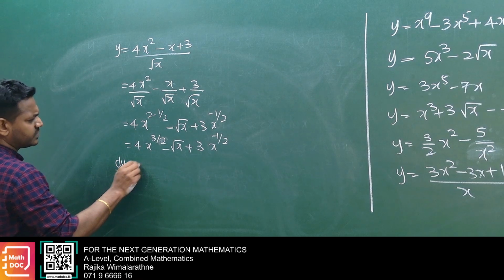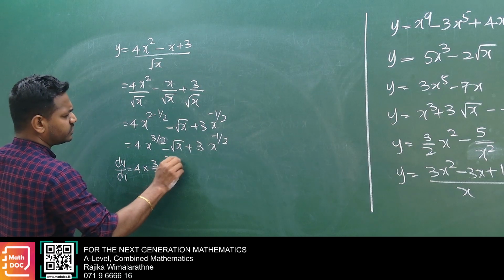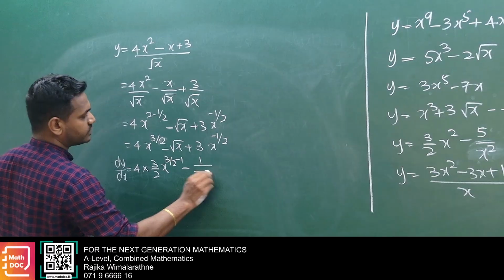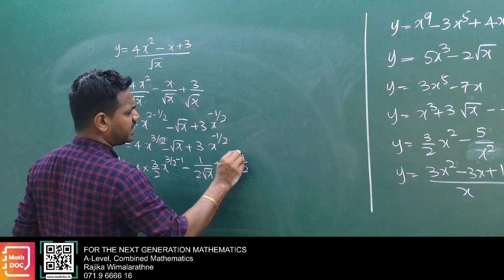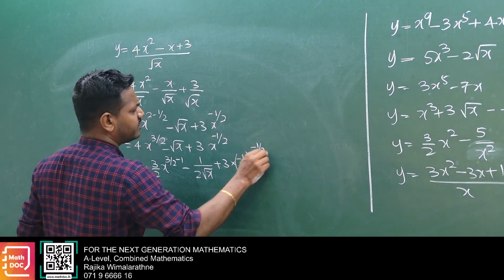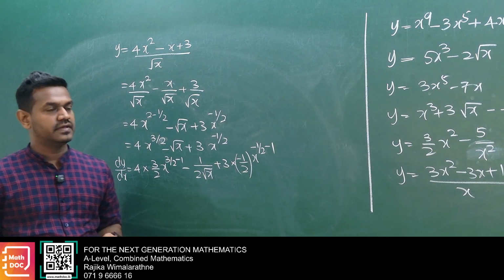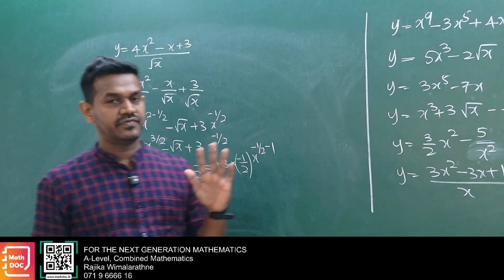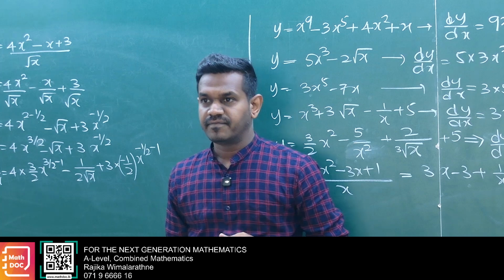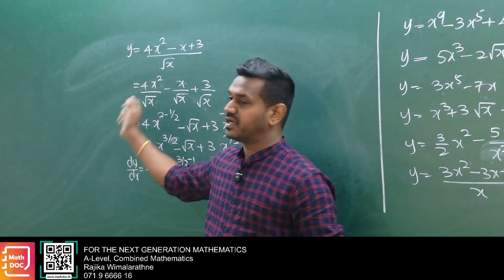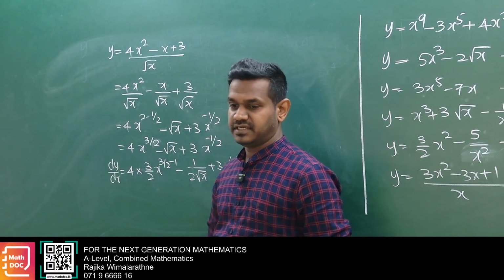Then dy by dx for 3 over 2 minus 1. Root x derivative 1 over 2 root x. 3 x to the power minus half, nx to the power n minus 1. Now need to simplify, yeah? First, simplify, separate into x to the power n terms, then differentiate.